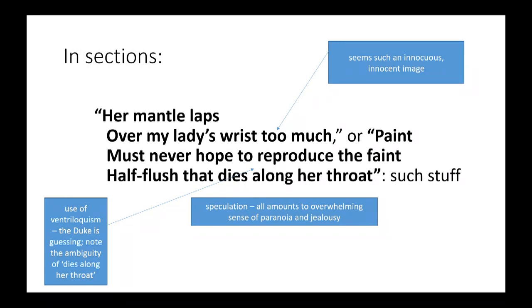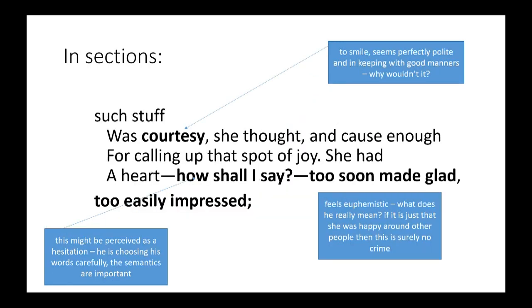Paranoia, jealousy. Such stuff was courtesy, she thought, and cause enough for calling up that spot of joy. Back to that spot of joy again. It feels to me like the Duchess simply smiles and is happy. If we take the story to be true, she's 13, 14, 15, and she dies aged 16 in real life. She's a young girl who is happy with life. Maybe she's not all that happy with the Duke. It doesn't sound like you would be, but maybe her smiling at other things is almost a compensation for the misery that she has to endure with him.